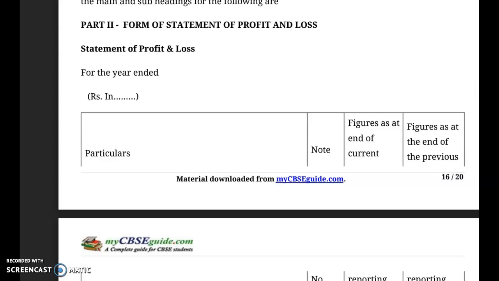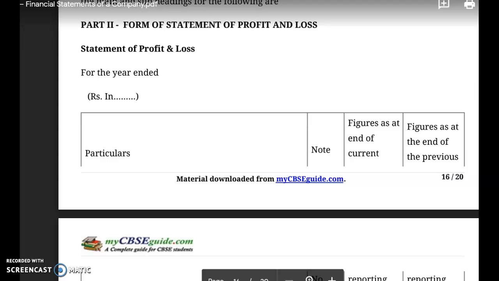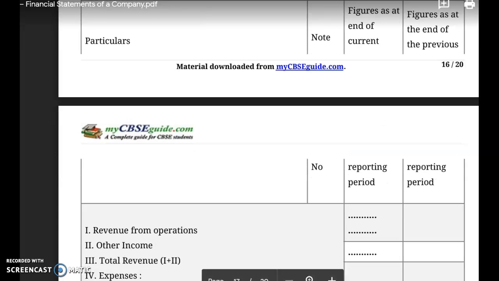Now we will learn how the profit and loss account, or the statement of profit and loss, will be presented in terms of the financial statement of the company as per the Act 2013. See here, in the same way you have to draft four columns. The first column will be the particulars, followed by the note. The detail of the information is given under the notes. Then the figure at the end of the current year.